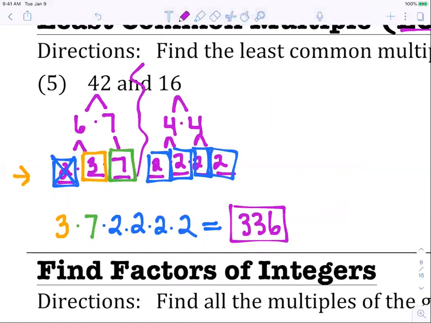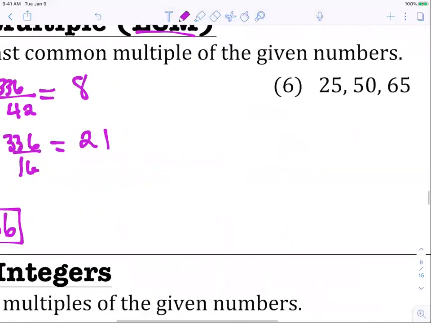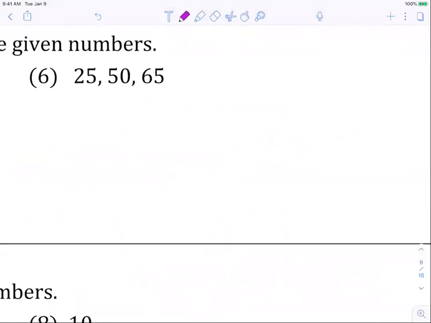And if I wanted to check my answer, if I take 336 and I divide it by 42, you're going to notice that that actually turns out to be a pretty nice number. It turns out to be 8. And if I take 336 divided by 16, I get 21. And that lets you know that that's going to be your least common multiple. So what I want you to do right now, I want you to pause and try number 6 on your own.